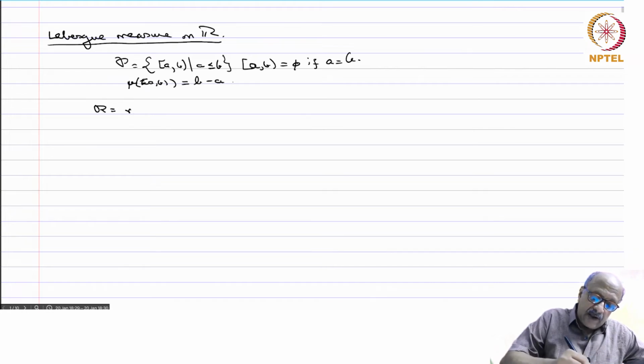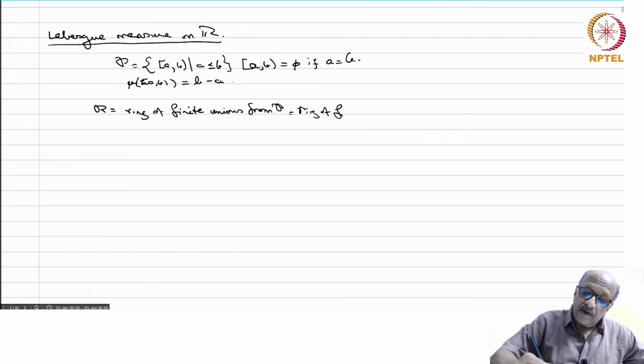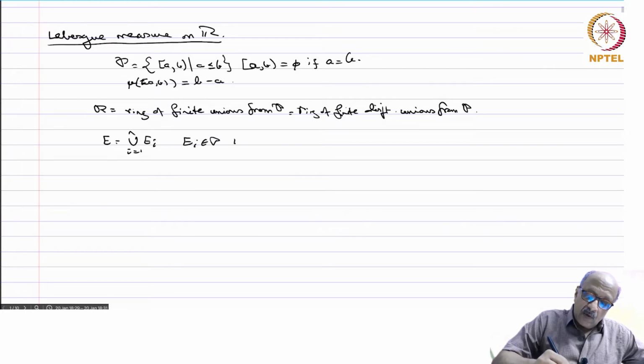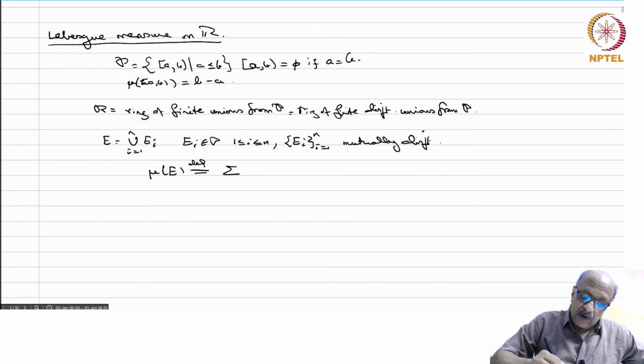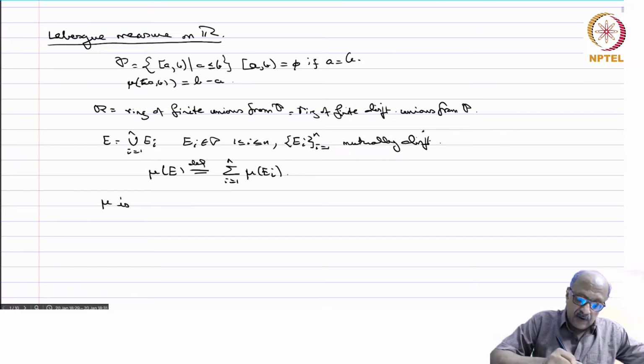And then we took R equals the ring of finite unions from P, equals the ring of finite disjoint unions from P. And then if E equals the union of E_i, i equals 1 to n, E_i in P, the E_i mutually disjoint, then we define mu of E equals, this is the obvious one, the sum from i equals 1 to n of mu of E_i. Okay, and then mu is a measure on R.